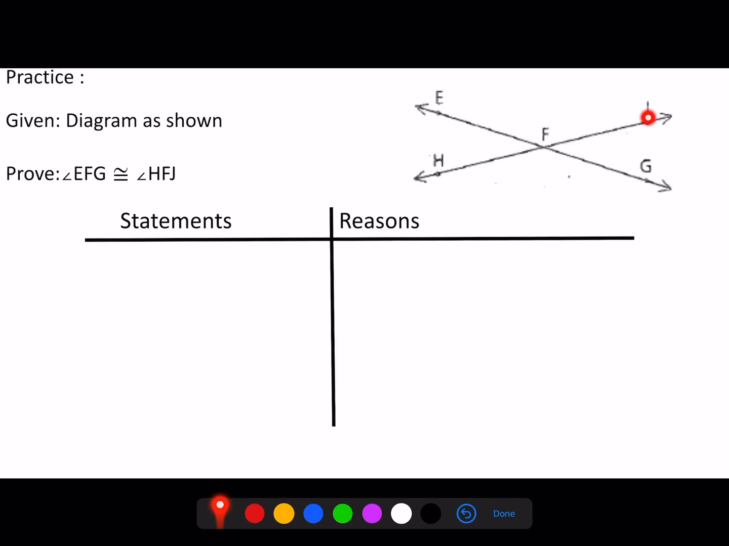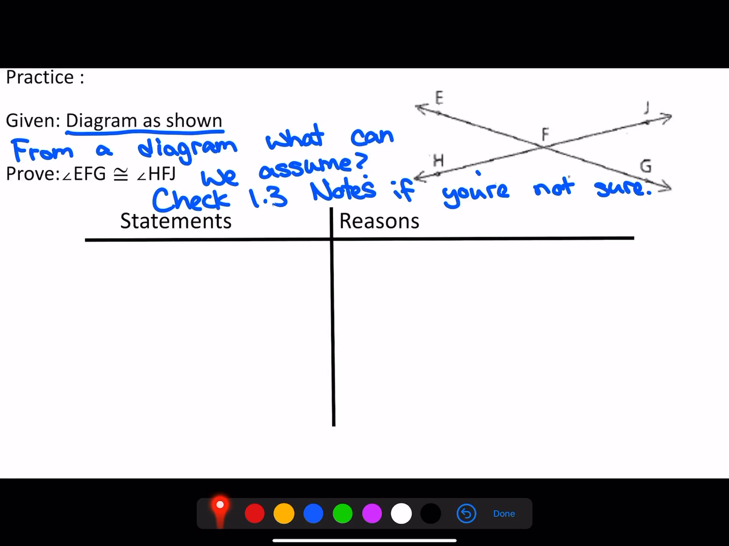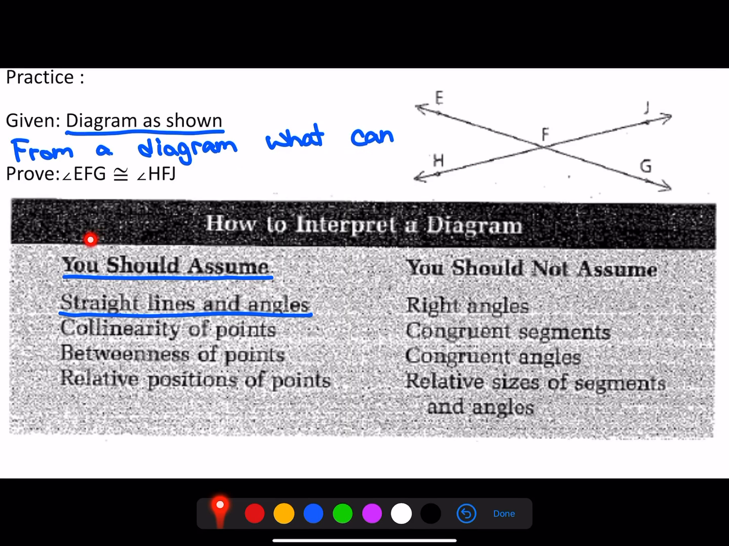So once again, we start with our given information, and our given information is diagram as shown. So from a diagram, what can we assume? Well, if we are not sure, we can check from unit 1.3 notes. I have them right here for you, so you can check right here. And these are all the things that we can assume from a diagram. Right here, I can see that we can assume straight lines and angles. So I see that we have straight lines here, so that must mean that there's straight angles as well.